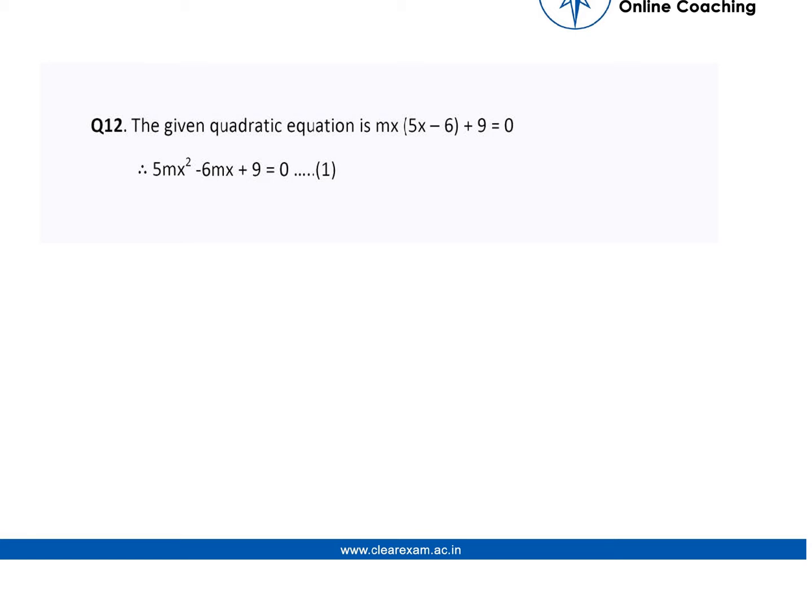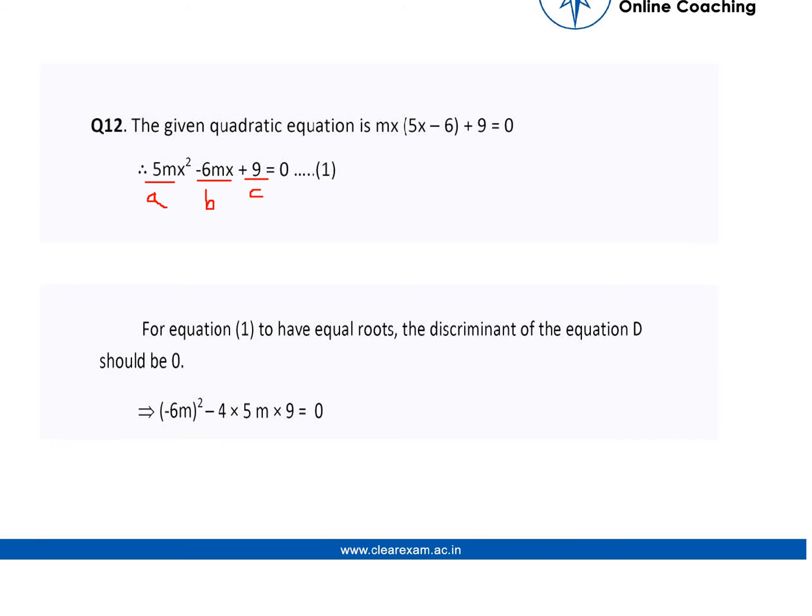Now, comparing it with the standard quadratic equation ax² + bx + c = 0, we get 5m as a, −6m as b, and 9 as c. Now, for an equation to have equal roots, the discriminant of the equation should be 0.